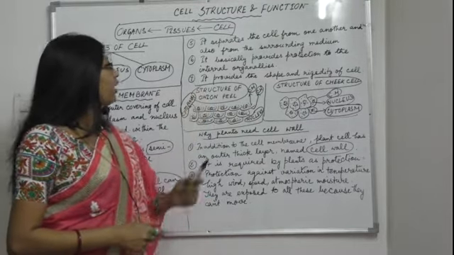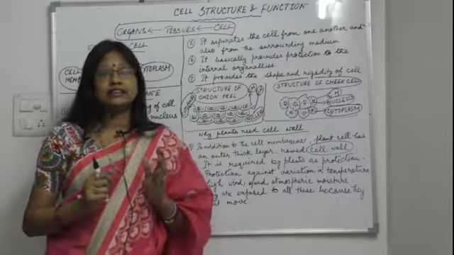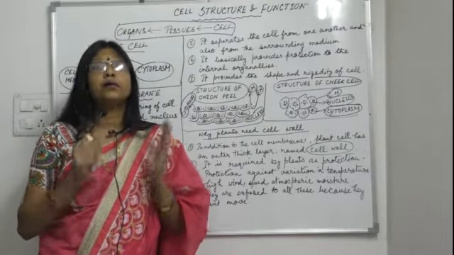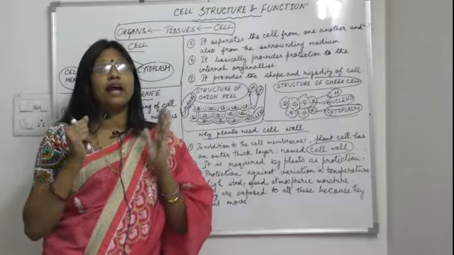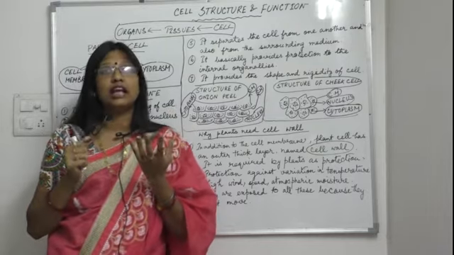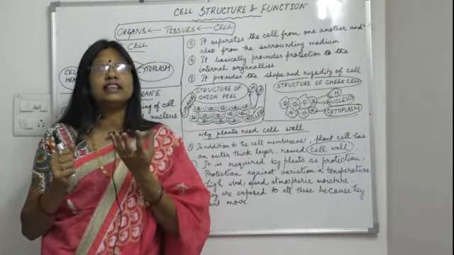And the seventh point is, the cell membrane provides the shape and the rigidity of the cell. Now what is rigidity?